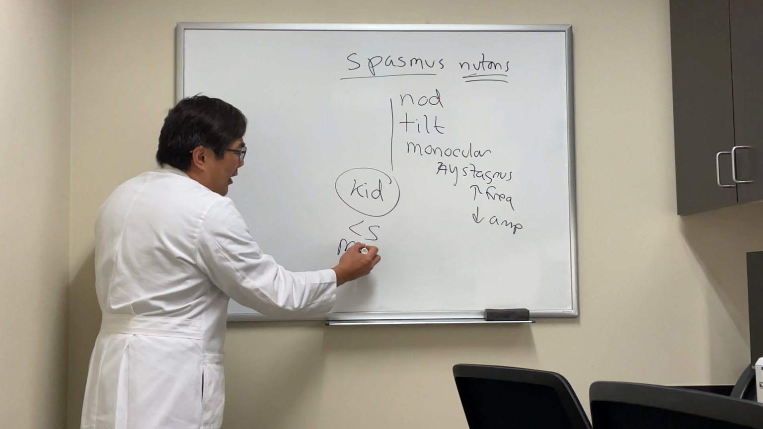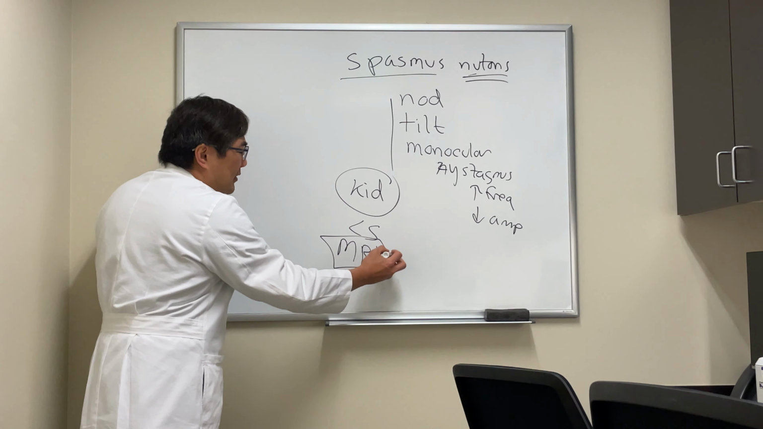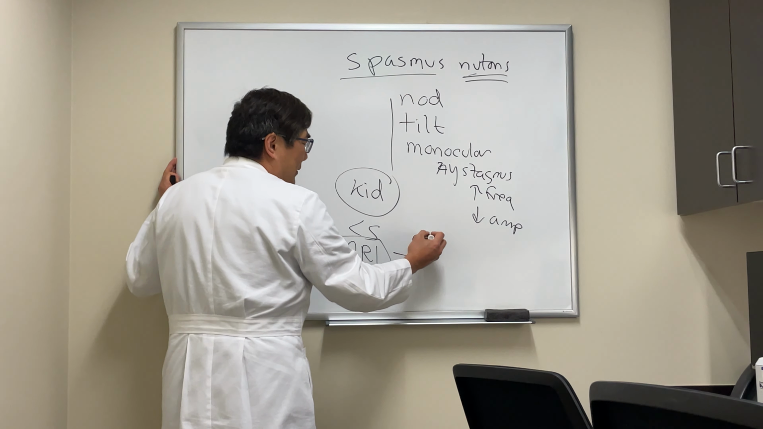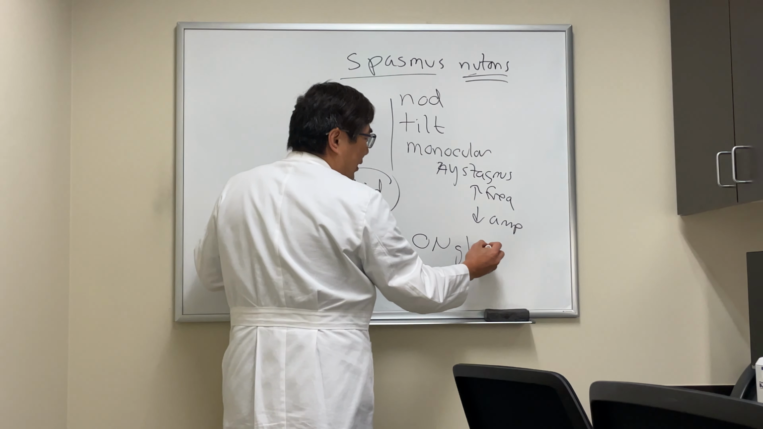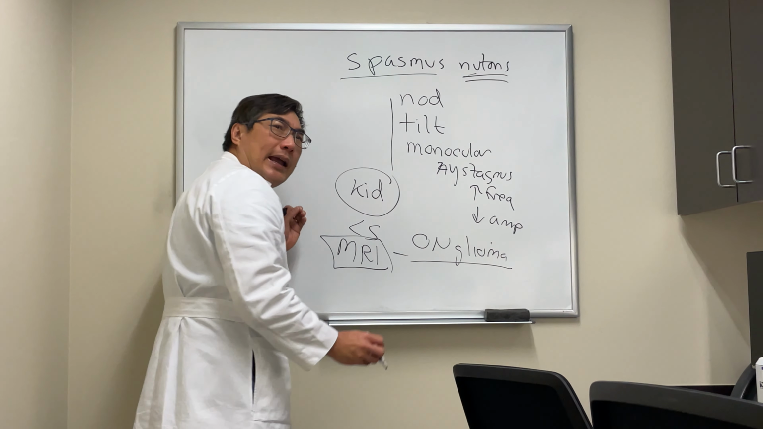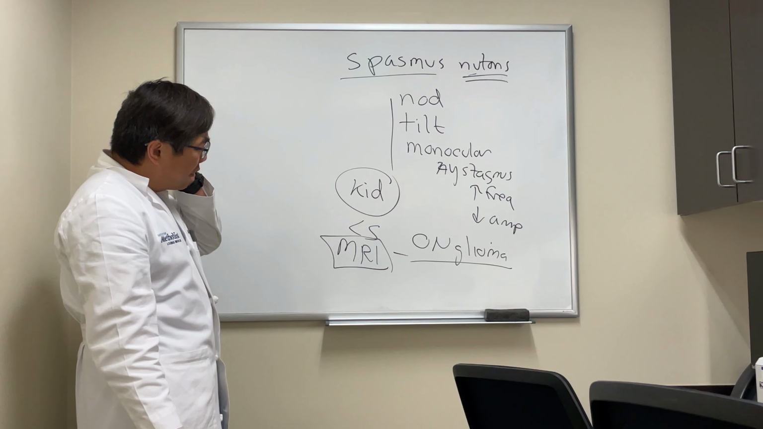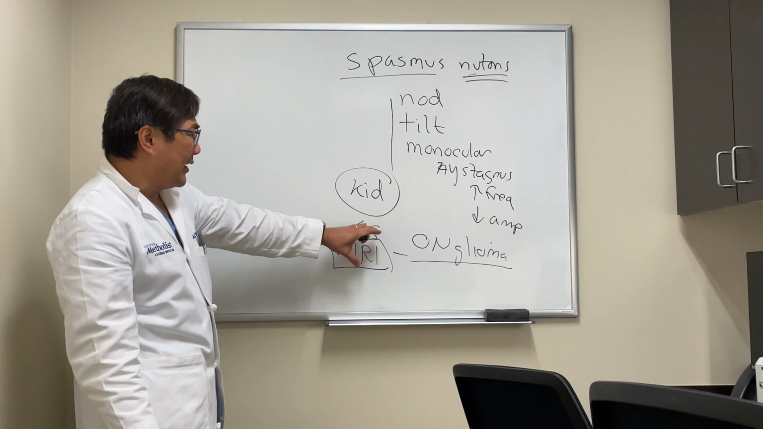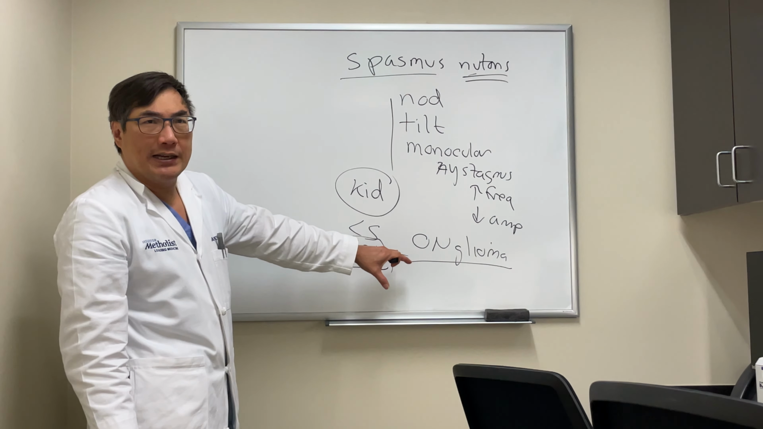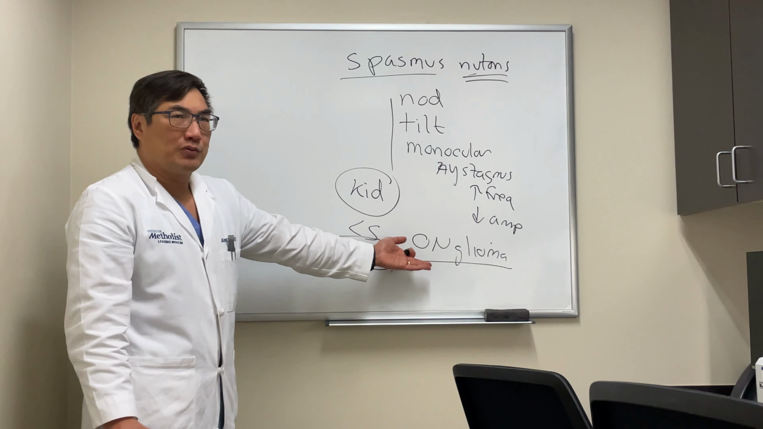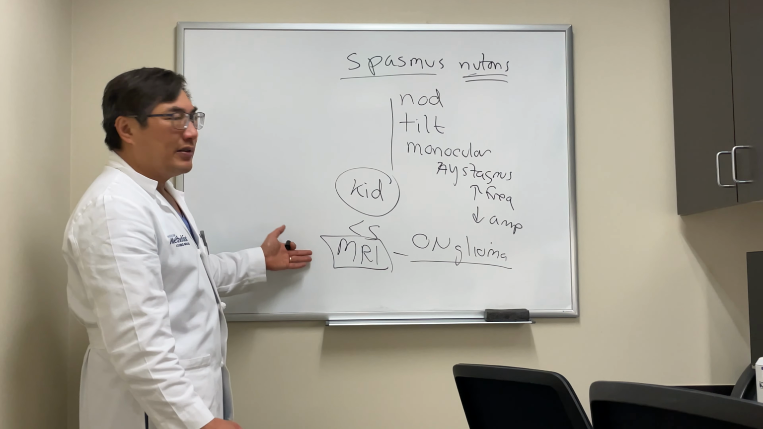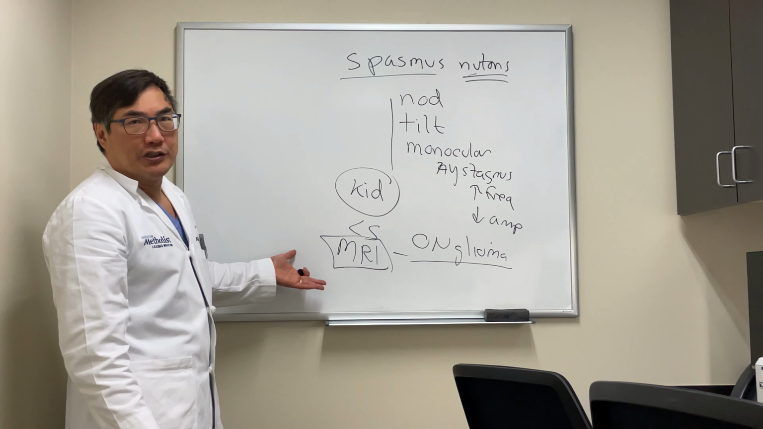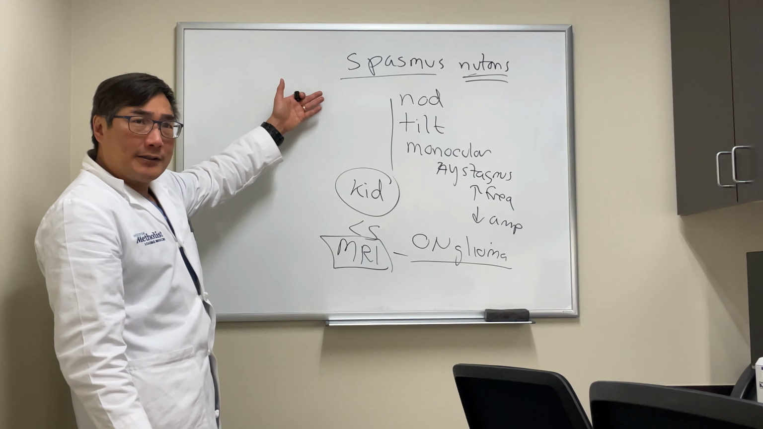But we do an MRI on this. The reason I do an MRI is sometimes the Spasmus nutans is associated with optic pathway glioma, and so I would image this. However, some pediatric ophthalmologists say if you don't see optic atrophy or RAPD, and they're asymptomatic, because we're not really going to treat a glioma, you don't have to do an MRI. But I think we should do an MRI on Spasmus nutans.